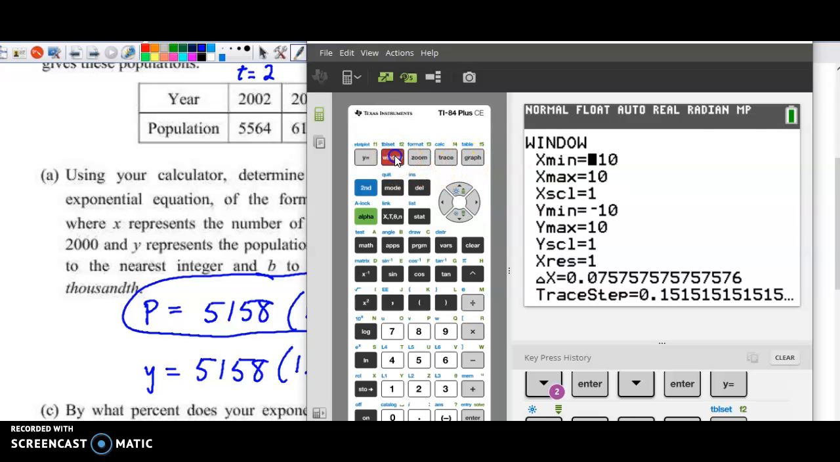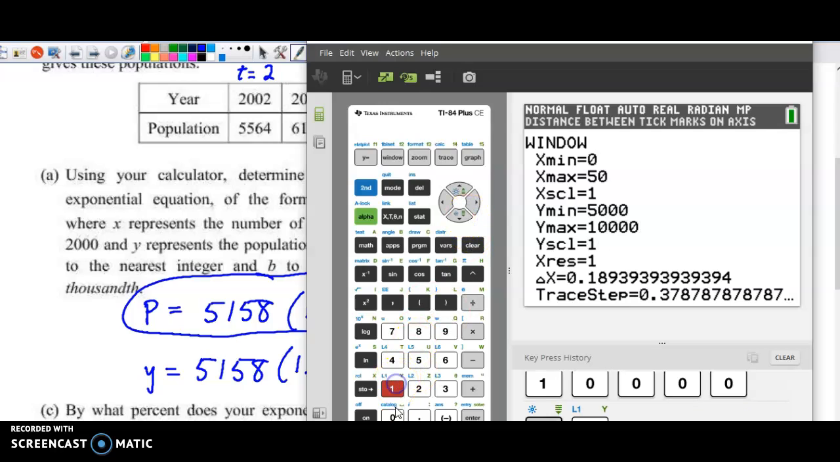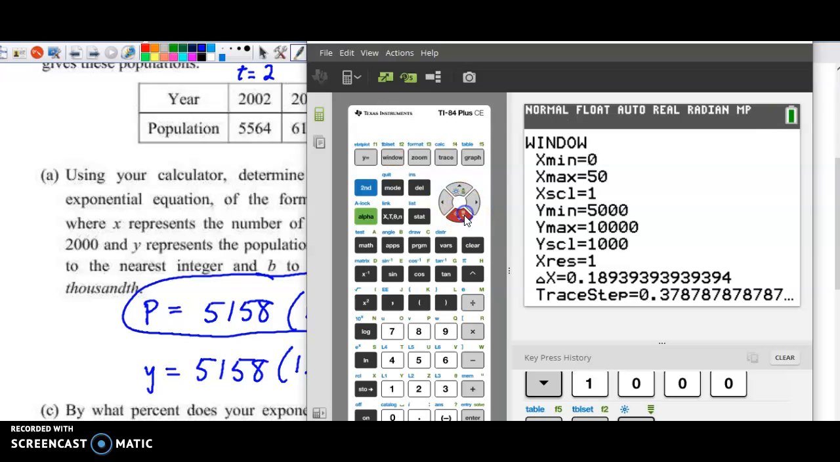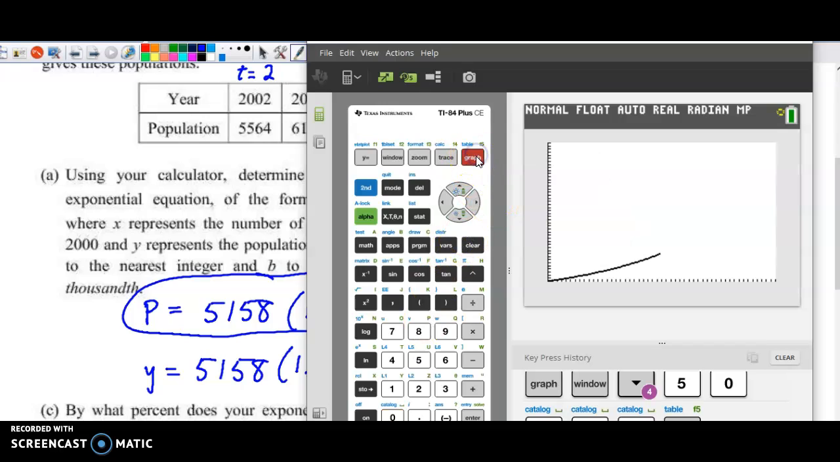You might want to change your window because it's saying from year 0 to year 50. And then we have at least 5,000 people. And maybe go up to 10,000. I don't even know if that's the right answer. Maybe just count by thousands. And when I look at that graph, oh, I probably need to go higher than that. So in my window, I'm going to make my y value go up to 50,000. Okay, probably too much at this point.